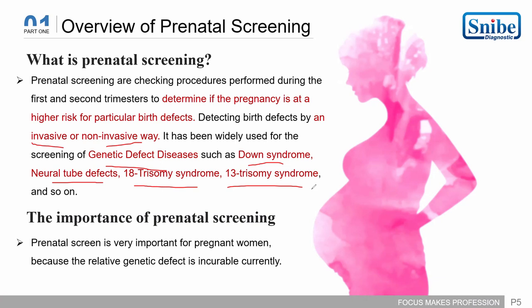In congenital disorders, the most common or severe are heart defects, neural tube defects, and Down syndrome, and they are incurable after that. So that's why, during pregnancy, it is more important to have screening assays.